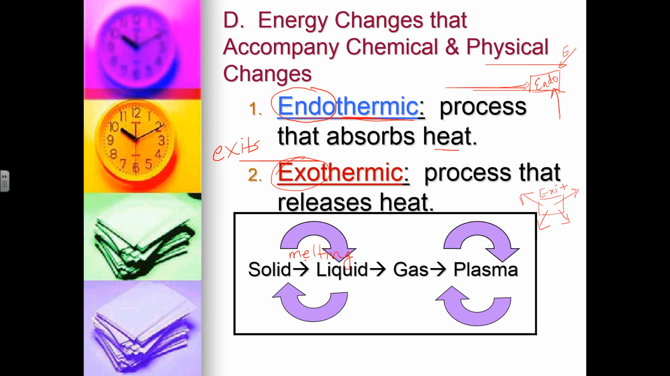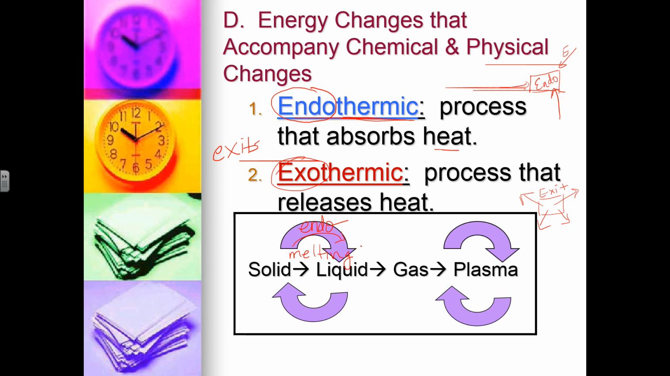If I were to ask you melting, if that were endothermic or exothermic, think about that for a second. Melting. So for ice to melt, what does it do with the energy? Well, in order for it to melt, it's going to have to absorb energy. So absorbing energy is always endothermic. So if you're going in this direction, it's going to be endothermic.